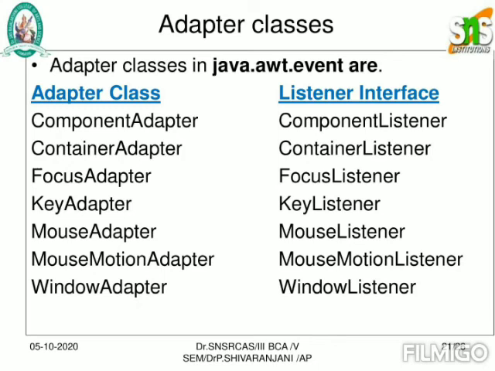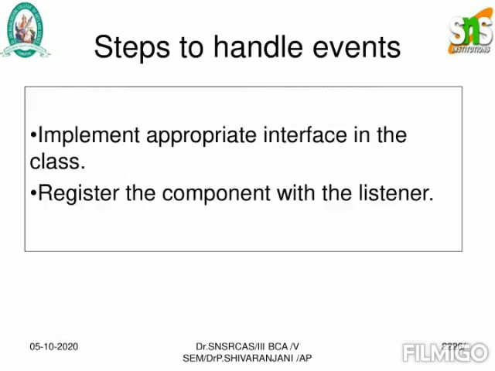These are the steps to handle your events. Implement an appropriate interface in the class, and register the component with the listener. These are the 2 steps you have to follow when you are using the event handling mechanism in your Java programming. Here is an example of the event handling mechanism.